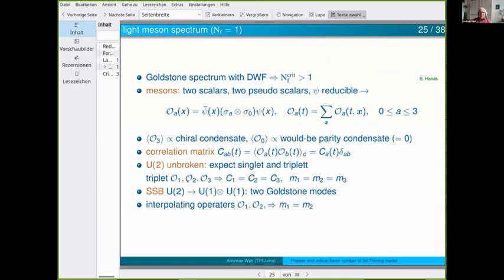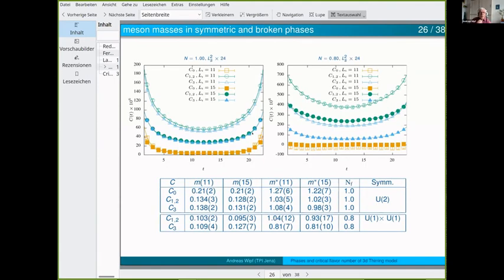Okay. So next, that's sort of standard, we look at the correlation matrix of these interpolating operators. And again, due to the SLAC fermions, which inherit all symmetries of the continuum model, we can prove that this correlation matrix is diagonal. Now if the U2 is unbroken, and I'm looking at 1 flavor, then we expect 1 singlet and a triplet, so we expect that 3 masses must be the same. Whereas if we have spontaneous symmetry breaking from U2 to U1 cross U1, we expect 2 Goldstone bosons, so 2 masses should be equal. And actually you can identify the interpolating operators O1, O2 as belonging to the Goldstones.